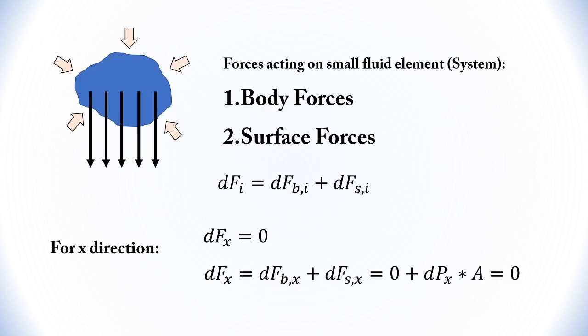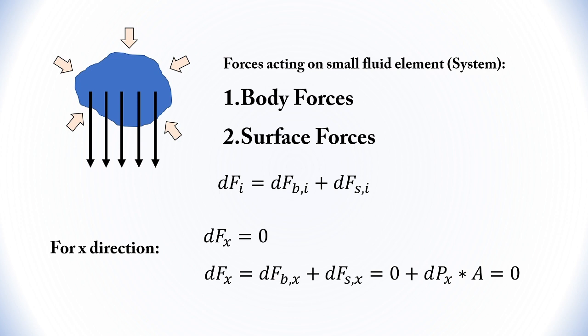So at the end of the day, if we wanted to sum the total forces acting on the system, we would sum the body forces and the surface forces. We know that the change of the total forces in the x direction is equal to 0, since the fluid is stationary. This means that the sum of the body forces and the surface forces is equal to 0.